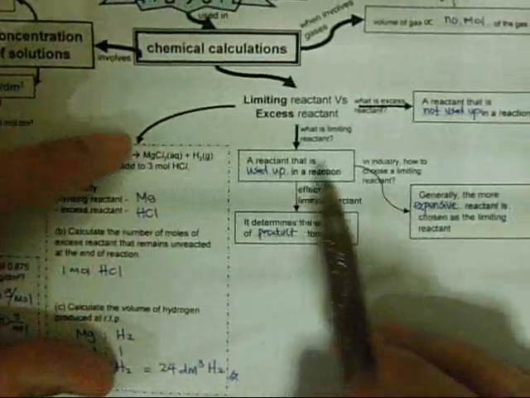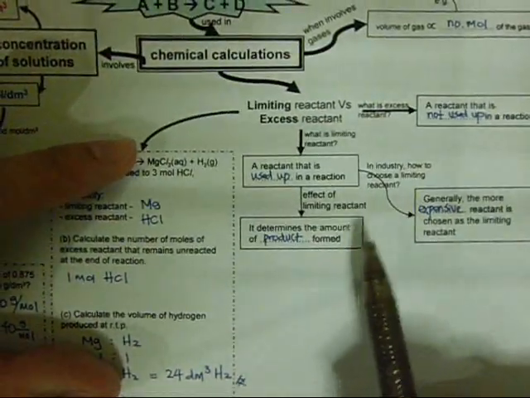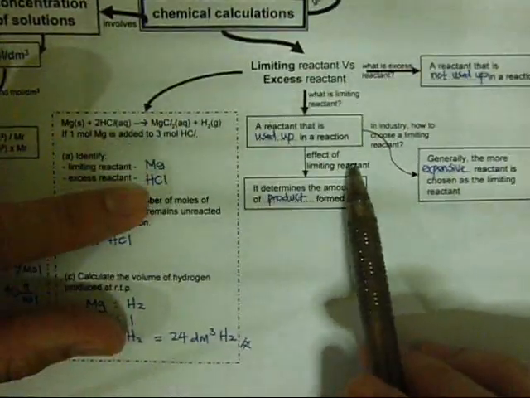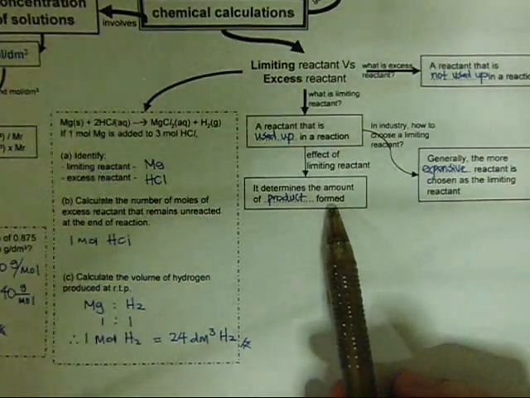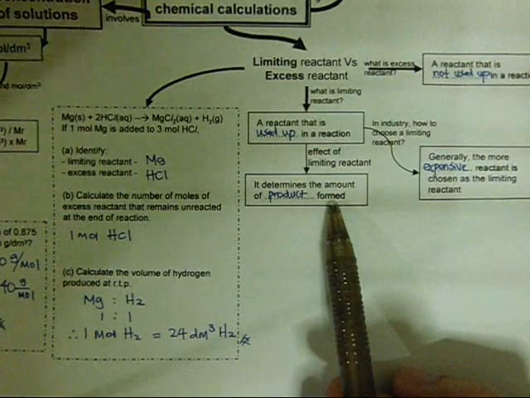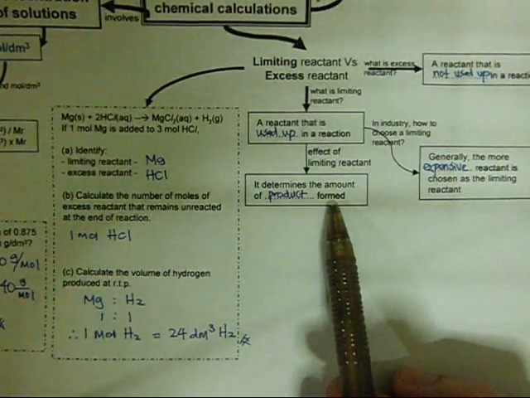Okay, and one thing to take note, very important, is that the limiting reactant determines the amount of product formed. So whenever the question asks you about the amount of product, you have to always look at the limiting reactant.